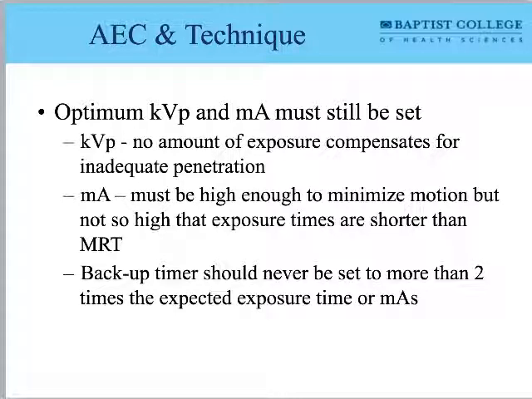All right, the mA. The mA needs to be high enough to minimize motion, but not so high that exposure times are shorter than the minimum response time, the MRT. What is this minimum response time? Well, all electrical equipment has one. I have an iPhone 5, state of the art. For me to push the button on the screen and for it to do something is its minimum response time. It has a little hang time, and I can sense it.